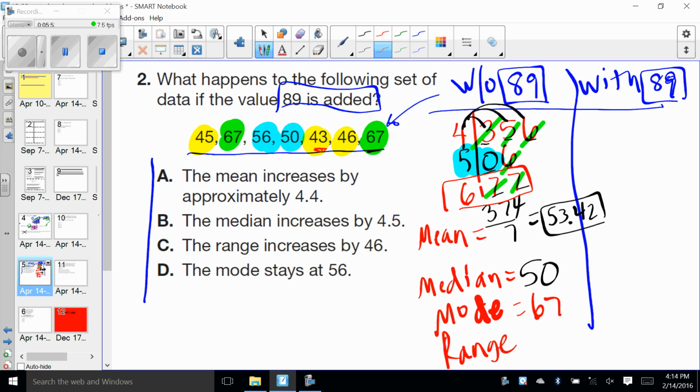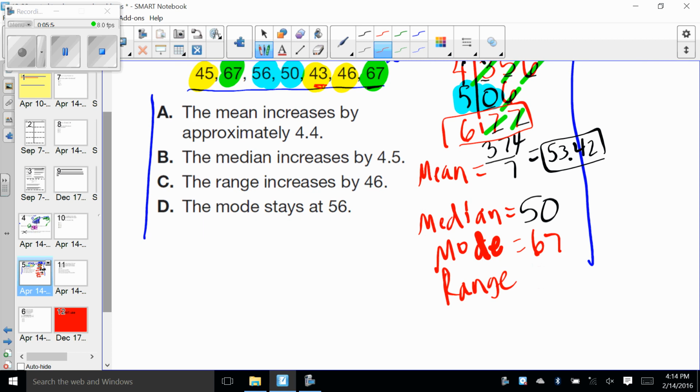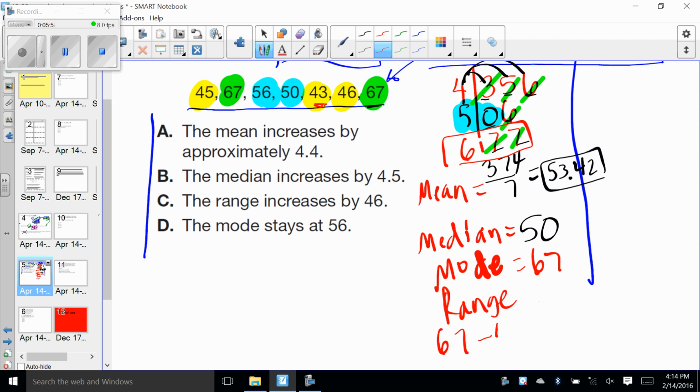And our range is the biggest number minus the smallest number. Our biggest number is 67 and our smallest number is 43. So 67 minus 43 gives us a range of 24. So these are our numbers without the 89.